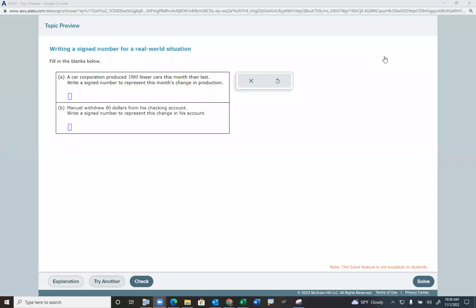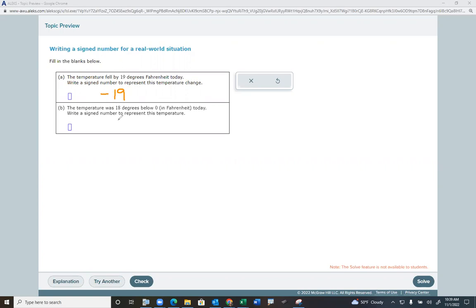All right, let's try another one here. And hopefully they'll have something here that's positive. And I believe they're both negative again, which is good to practice because we're more familiar with positive numbers. The temperature fell by 19 degrees Fahrenheit today. Write a signed number to represent this change. So fell means it dropped 19. We lost 19. So -19.